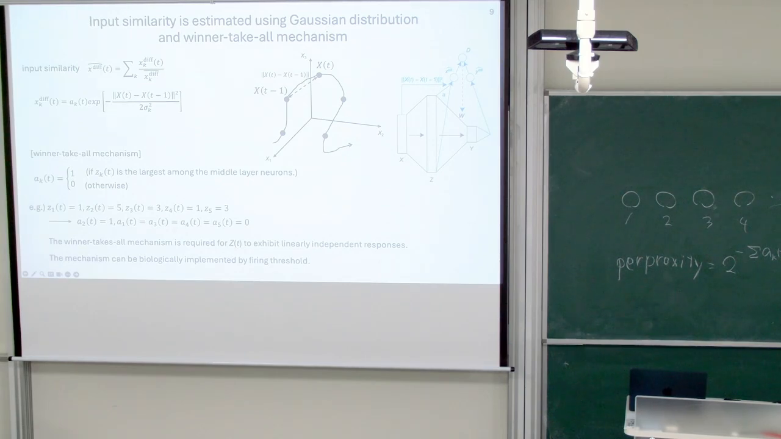This is the definition of perplexity. To minimize this matrix, and the sigma is determined.